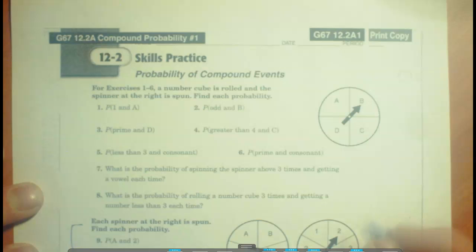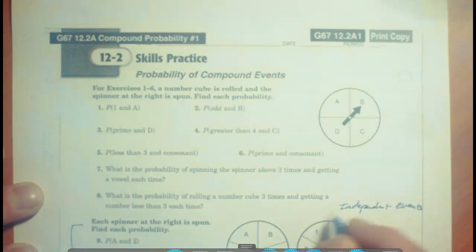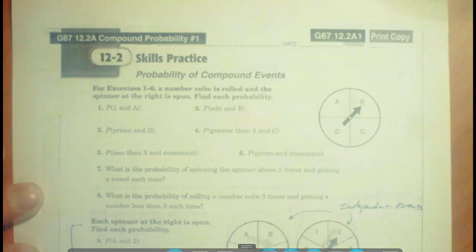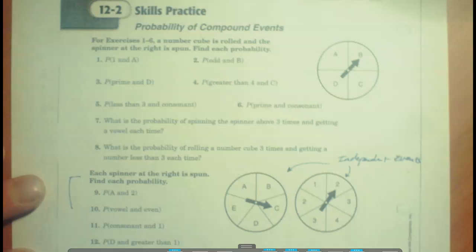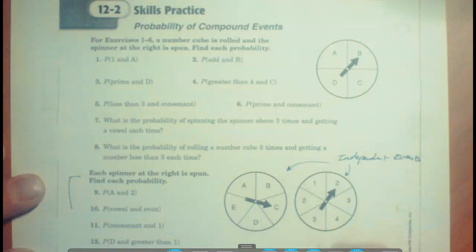Now, you need to understand a couple of things here. The first thing is independent events. The next one is called dependent events. These here are going to be independent events because what happens on this spinner has no impact on what's going to happen on this spinner.